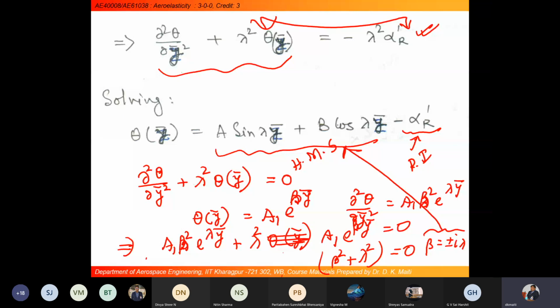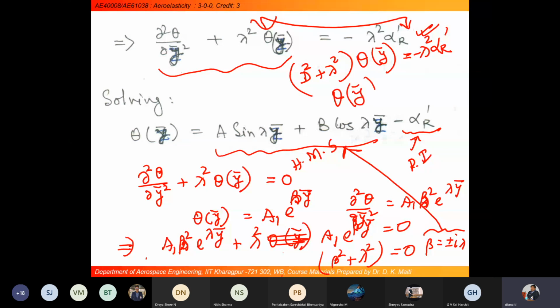And the particular integral, when we calculate it, that is d square plus lambda square multiplied by theta y bar. This is equal to minus lambda square alpha r prime. So if I take the particular integral of y bar, I will be taking 1 by d square plus lambda square, and taking this lambda square into alpha r. So once we simplify this expression, we will be getting alpha r prime.